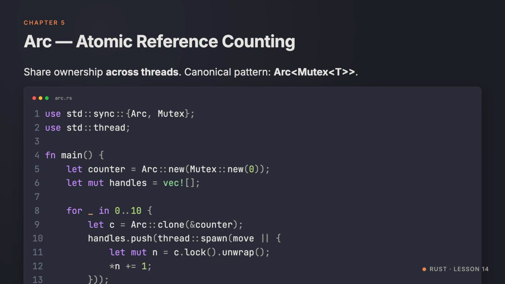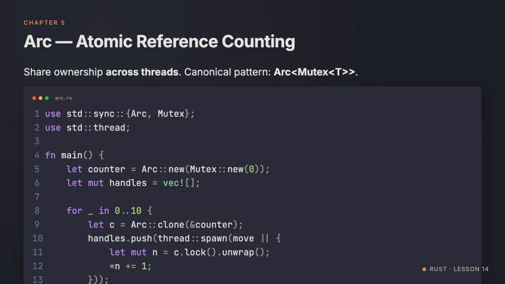Arc works just like Rc. You call Arc::clone to create new owners, you drop them to decrement, but the counter uses atomic operations that are safe across threads. The canonical pattern you'll see in real Rust code whenever you want shared mutable state across threads is Arc wrapping a Mutex wrapping your data: Arc of Mutex of T. Clone the Arc to give each thread its own handle. Inside each thread, lock the mutex to read or write. Trust the compiler and the runtime to catch any misuse.